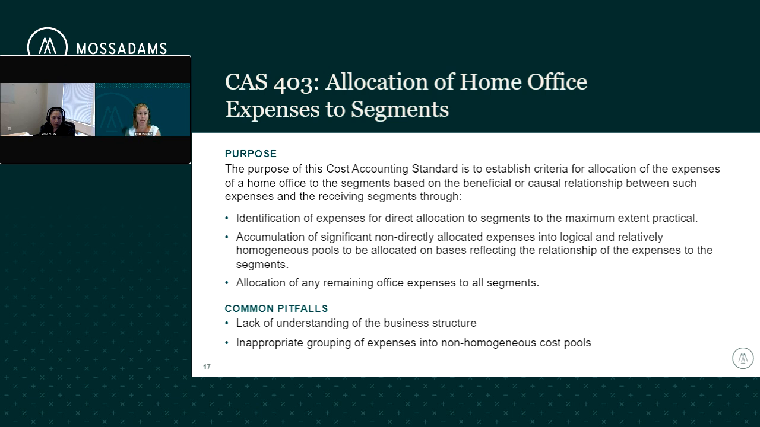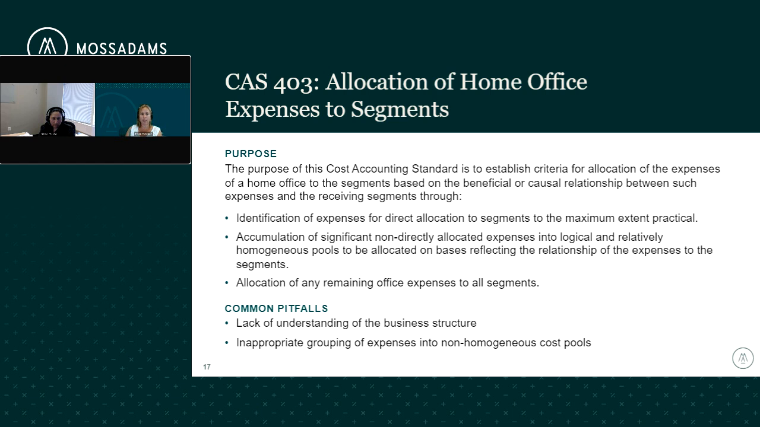But really what to keep in mind here is when you have a home office, basically any expenses of that home office, typically they would be management, HR type expenses. You would want to allocate anything that's directly attributable to a segment. You'd want to directly assign that to that segment. And then anything left over, you really need to group those into homogeneous pools of what types of expenses are and how should they be allocated in a fair and equitable way to all the segments.